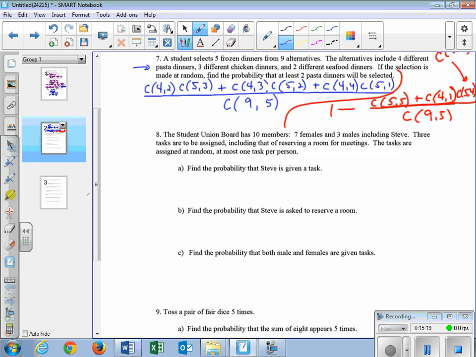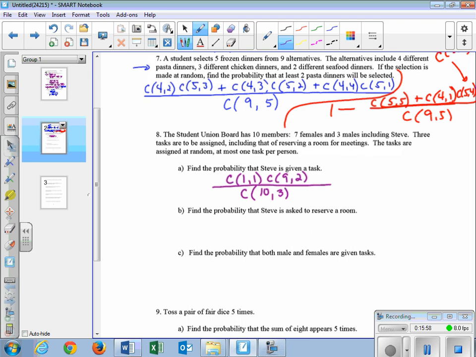So if I look at this, I'm just giving Steve a task. So basically, he's just 1 person, pick 1. And then everybody else, there are 10 members, so everybody else would be 9. I have to assign 2 more tasks, and it didn't really say they're different tasks, so right now we're just going to keep that as a combination, 9 choose 2. And the denominator, my sample space, would be how many ways I can assign the tasks, combination 10 choose 3. That means I'm not assigning the task, I'm actually picking the people to be given a task.